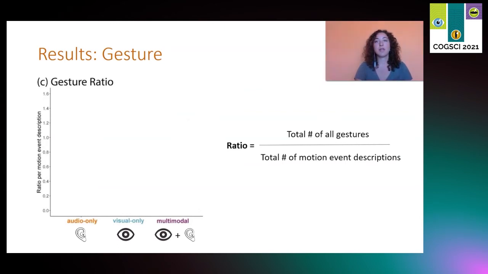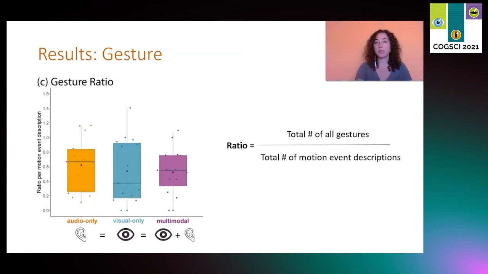For gestures, we again first compared the groups in terms of gesture ratio per motion event description. For this, we created a ratio, dividing the total number of all gestures by the total number of motion event descriptions. And our results show that there is no effect of input modality on gesture ratio, because there was no difference between the groups.